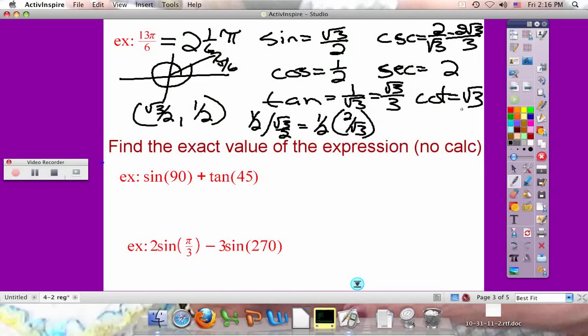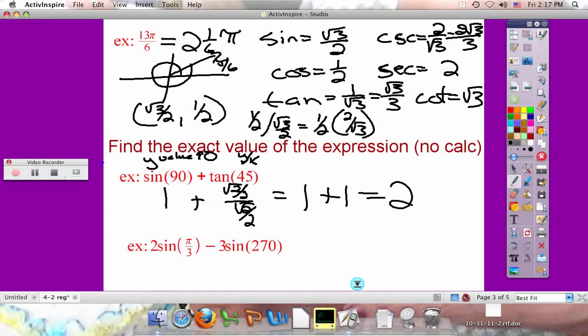Now, using this information and using your chart and looking up specific ones, you can find any expression you want. So in the next example, sine of 90 degrees. So really, you want the y value at 90. So at 90 degrees, the y value is 1. For tangent of 45, at 45 degrees, you want y over x. So that's a square root 2 over 2 divided by the square root 2 over 2. And add them. Anything over itself is 1. So 1 plus 1, final answer, 2. All done.